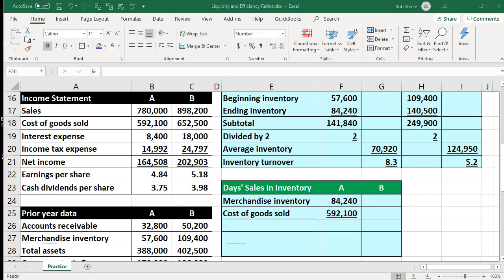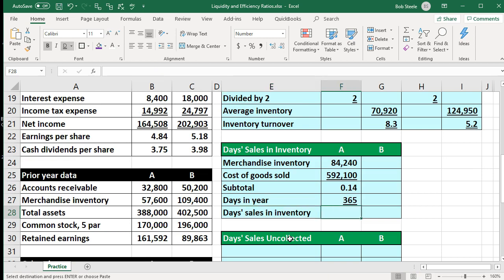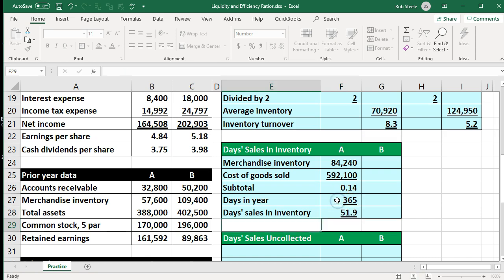And then we'll take a subtotal dividing those two out. So this is going to be equal to the 84,240 over the cost of goods sold, 592,100. That's going to be the 0.14. And then we'll take the days in a year, which are the 365. And that's the days sales in inventory number, which will be equal to the 0.14 times the 365, or the 51.9.